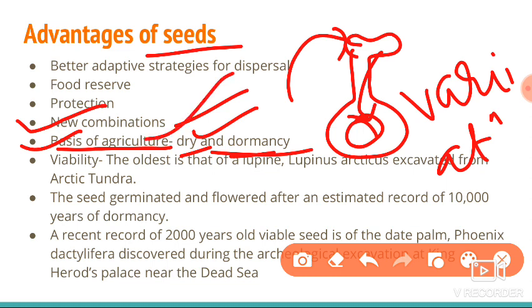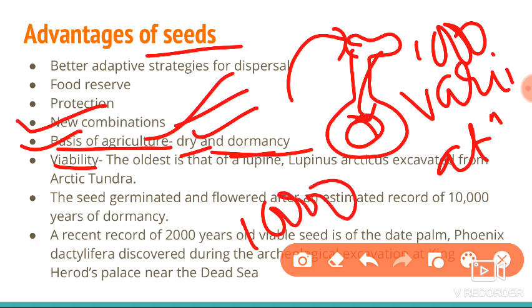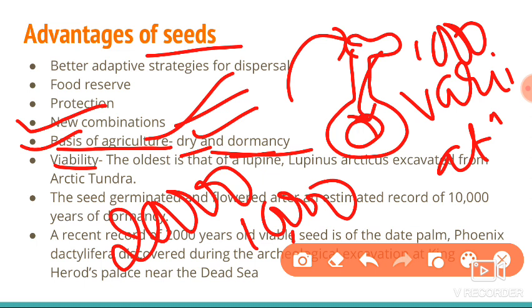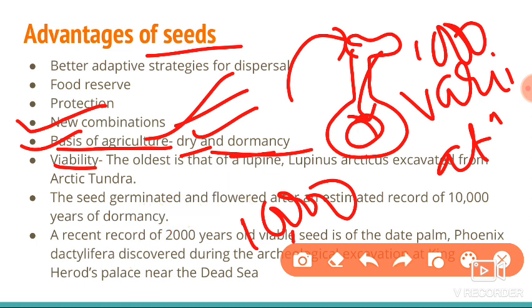And the next point, the last point, is viability. Viability is also very important here. The viability of the seed can vary from a year to several years, 1,000 years, 10,000 years. It depends on the species. Some plant species can survive up to 1,000 years, some up to 10,000 years, some 2,000 or 3,000 years. Based on that, they have different viability periods.